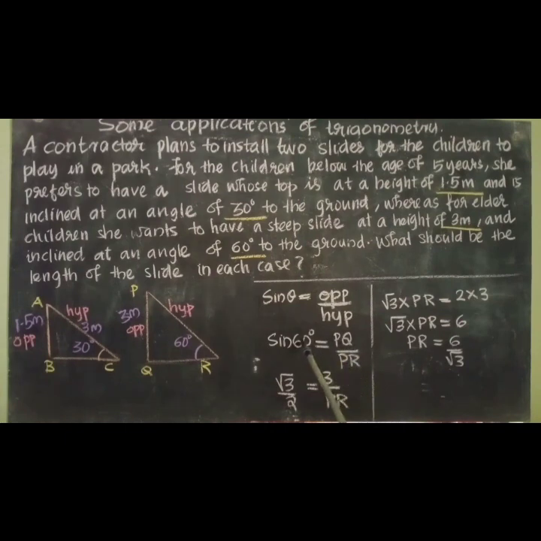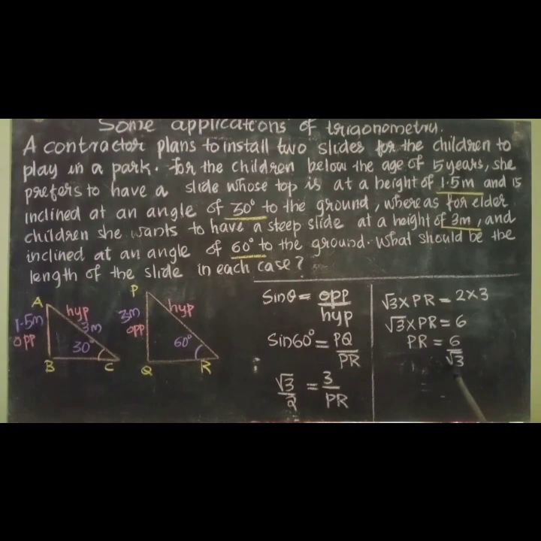What is the value of sin 60 degree? It is root 3 by 2. What is the measurement of PQ? PQ is 3 meter. PR we need to find out. So let us write root 3 by 2 equal to 3 by PR. Cross multiplying, we get root 3 into PR equal to 2 into 3. That is root 3 into PR equal to 6. PR equal to 6 by root 3.